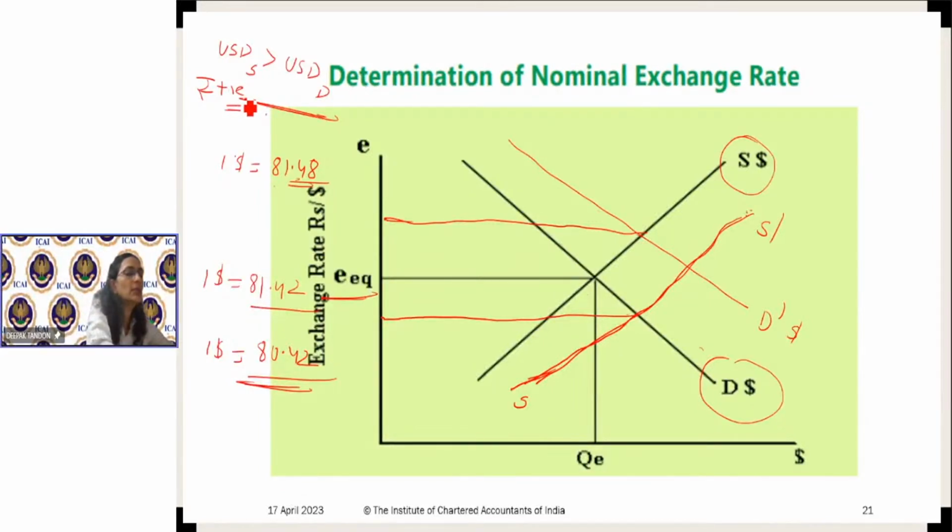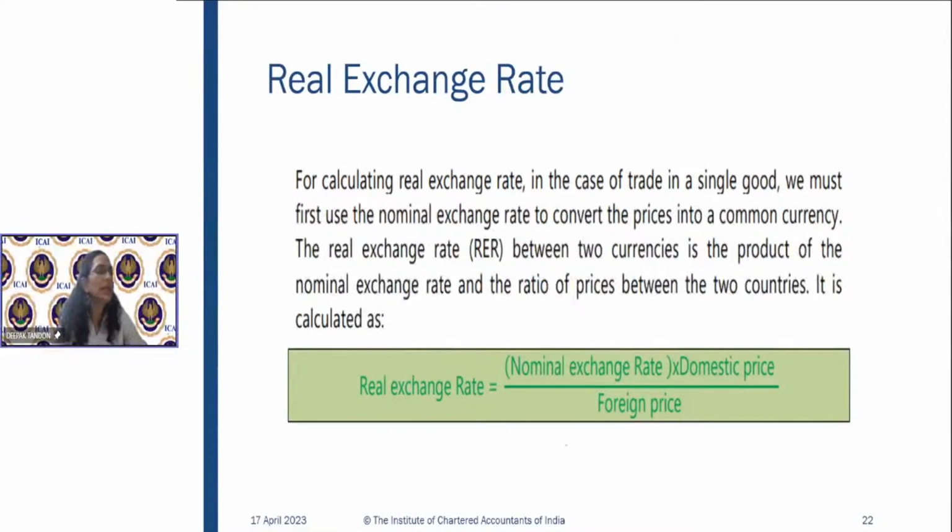The nominal exchange rate won't take another currency. We are taking dollar and INR, Sharon. This is dollar demand in India and this is dollar supply in India. And then we are saying that the rupee is strengthening or the rupee is weakening. So we are taking it with respect to the rupee only. Okay. Absolutely. So what is the real exchange rate?